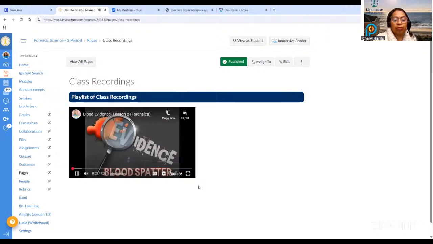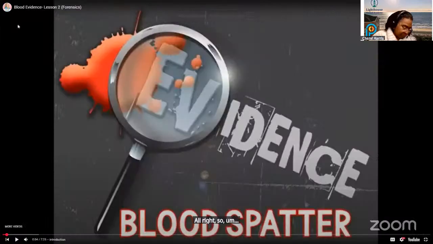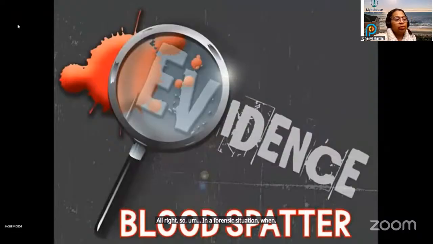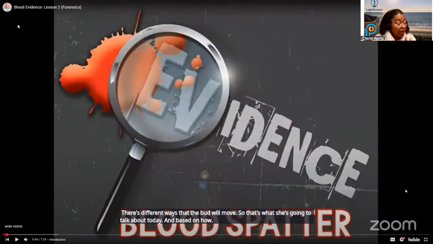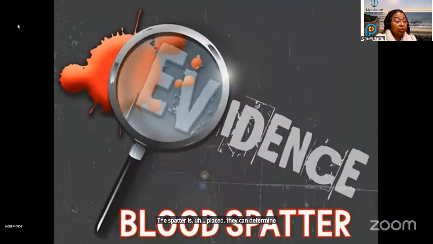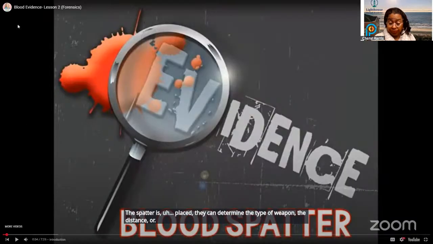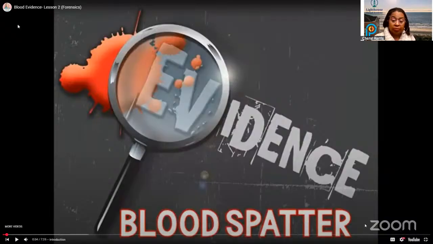All right, so we are continuing on with our blood. In a forensic situation, when you get shot or somebody cuts you or you're spreading blood all over the place, there's different ways that the blood will move. That's what she's going to talk about today. Based on how the spatter is placed, they can determine the type of weapon, the distance, or even the type of person.